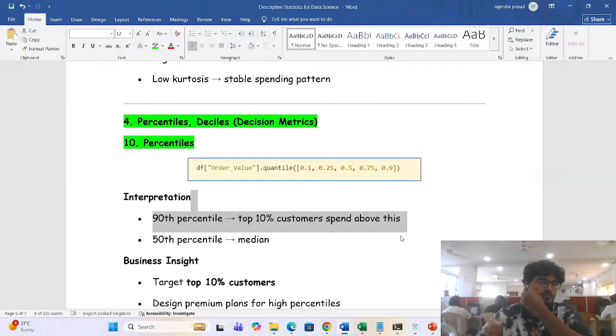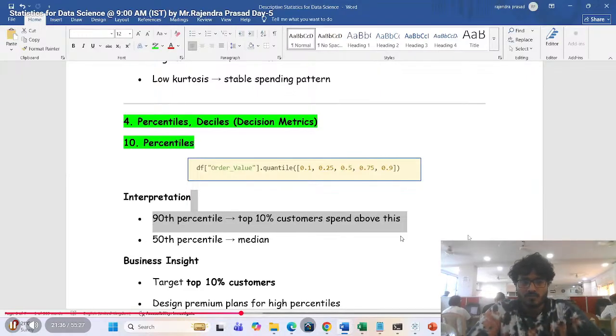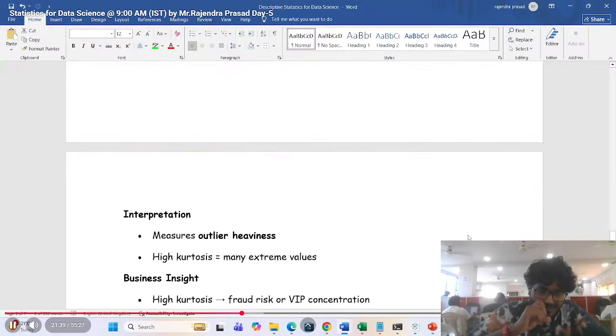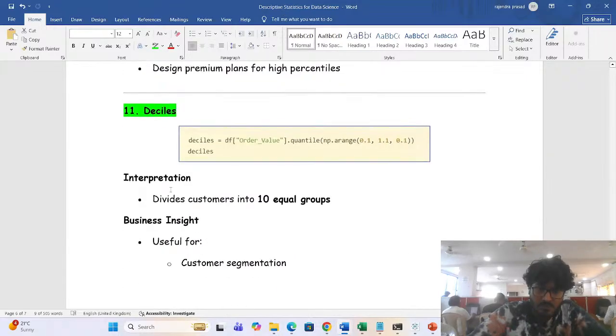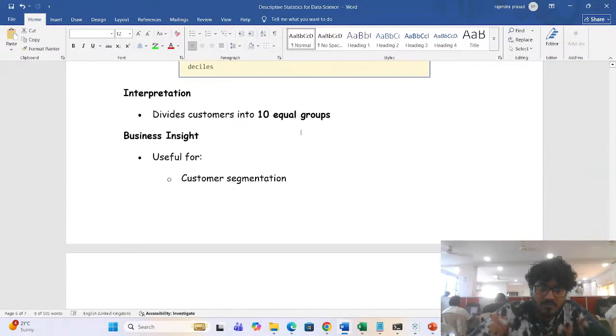Here also, I'll prioritize the top 10 people because they are the people generating most of the revenue. To know who those people are and how much they are generating, I'll go by deciles. Clear? So that's why I'm prioritizing. See, deciles, I already mentioned, are used to divide data into 10 equal groups.